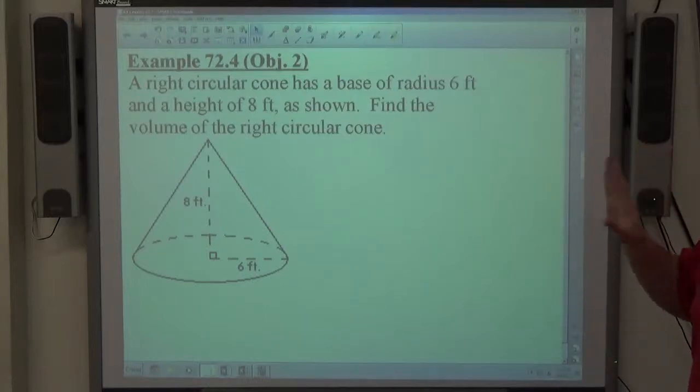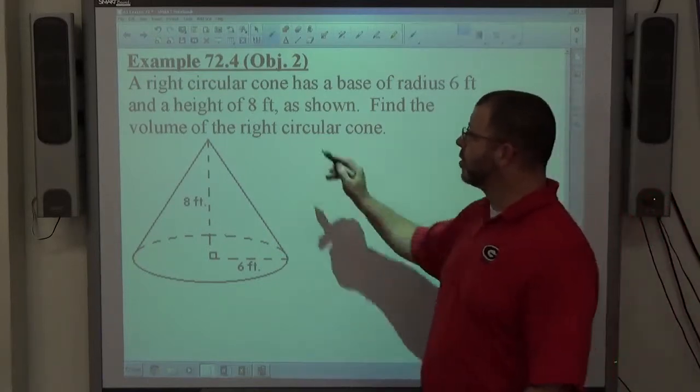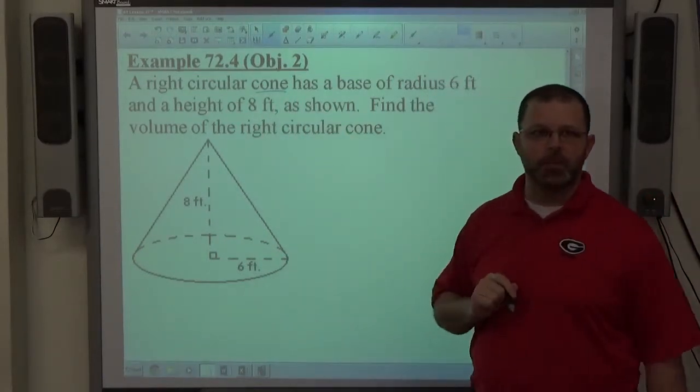Okay, example 4, same type of problem as 3. The only difference here is a circular base instead of a rectangular base. They're calling it a cone instead of a pyramid, but the formula is the same for both.